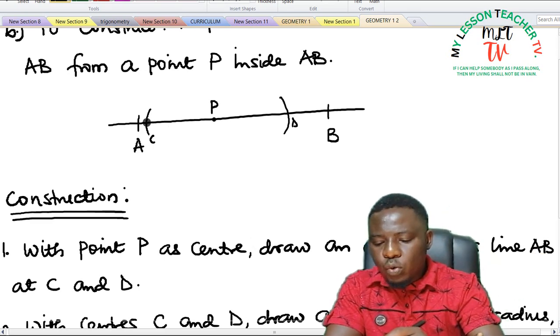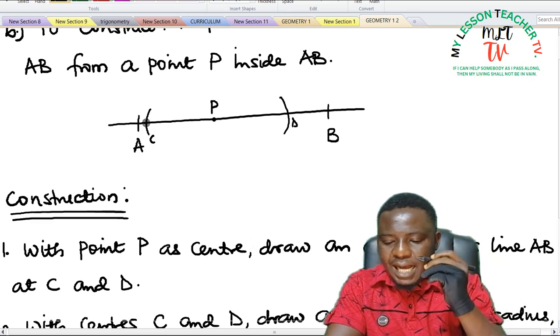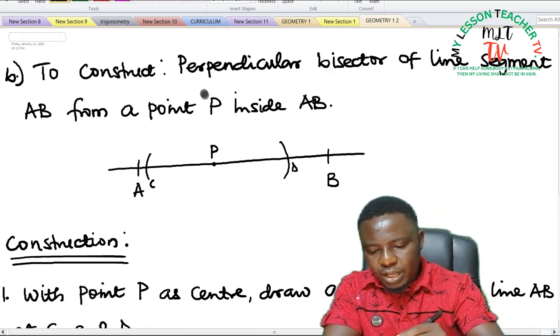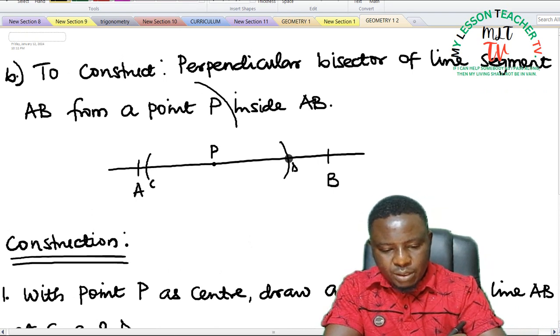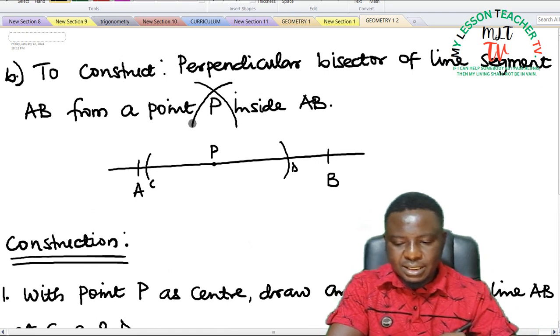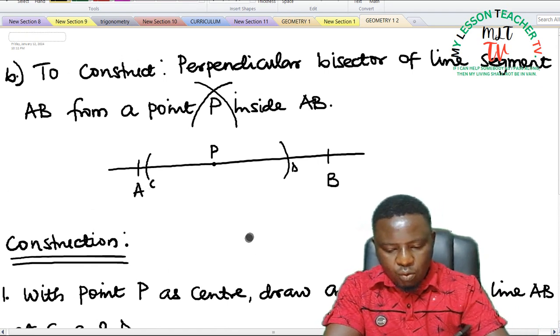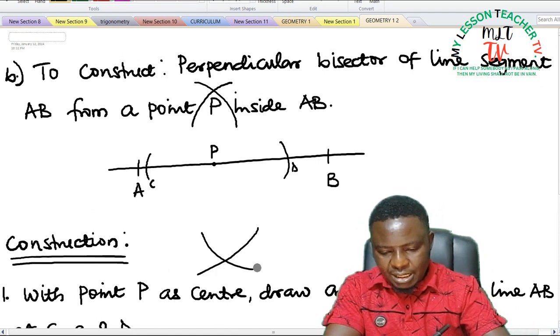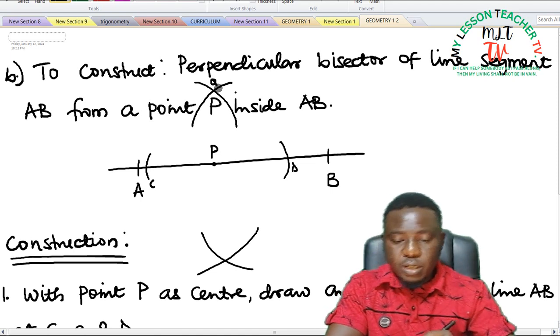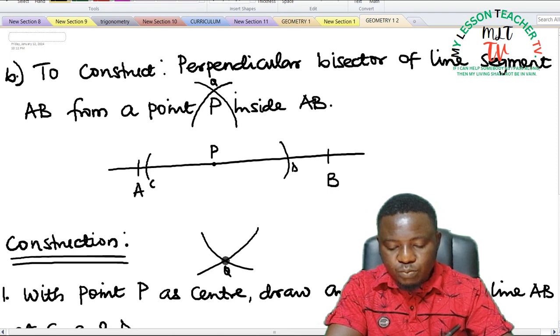Okay, so with C as center, construct an arc above AB. Now you have something like this. With D as center, you construct an arc, you have something like this. Okay, and if you do it downwards, you have something like this and like this. Then let's call this point Q.